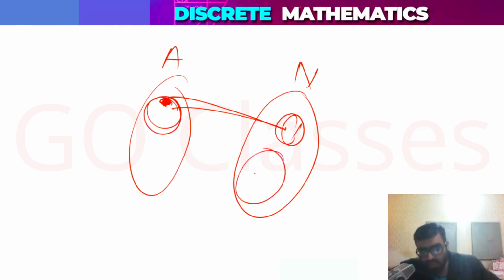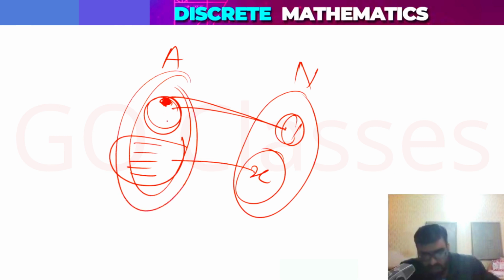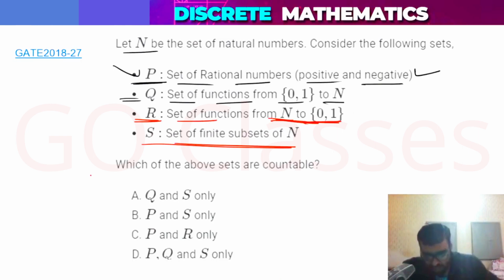For every natural number x, you must have a finite number of elements. This is the most important condition. If you can do this, and remember every element of A must be covered, like for every element of A at least one element must be there, then we will say that A is countable. So this is basically your countability lemma. This countability lemma is very useful. You will see many examples, we have already seen so many.